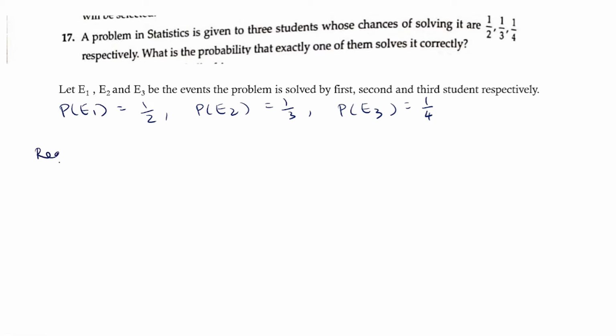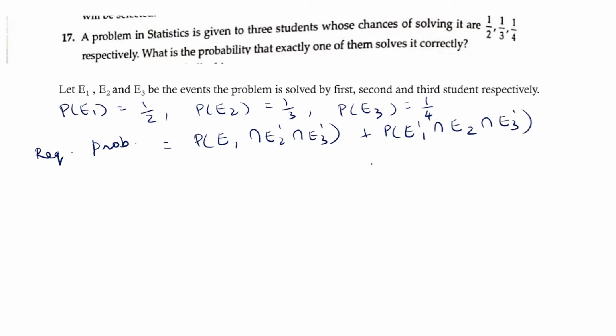So the required probability is probability of E1 intersection E2 complement intersection E3 complement, only the first student solves, or only the second student solves. That will be probability of E1 complement intersection E2 intersection E3 complement, plus probability of E1 complement intersection E2 complement intersection E3. So this is the probability that only the first student solves, plus this is the probability that only the second student solves, plus this is the probability that only the third student solves.